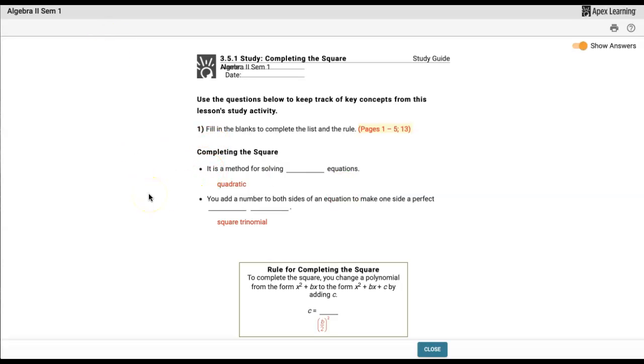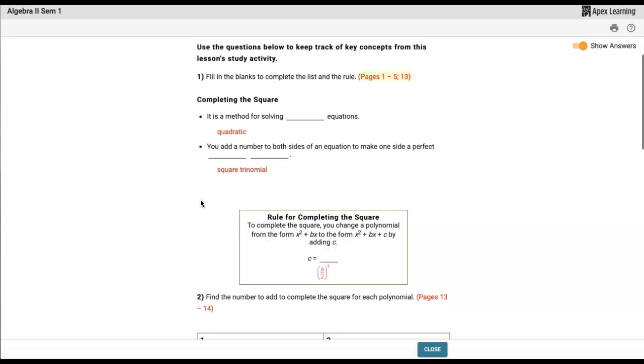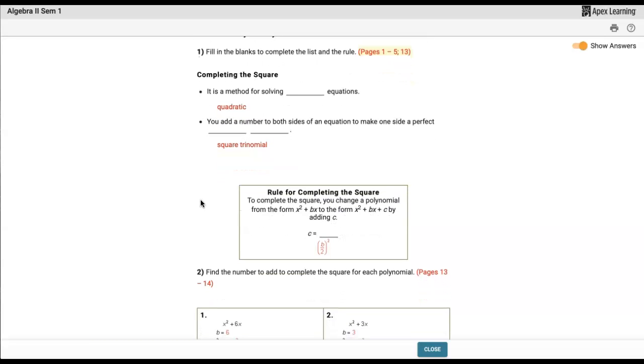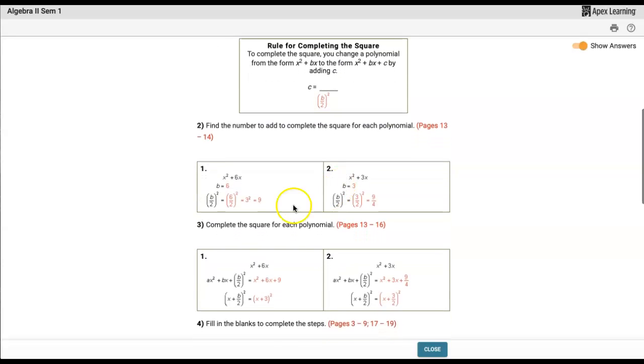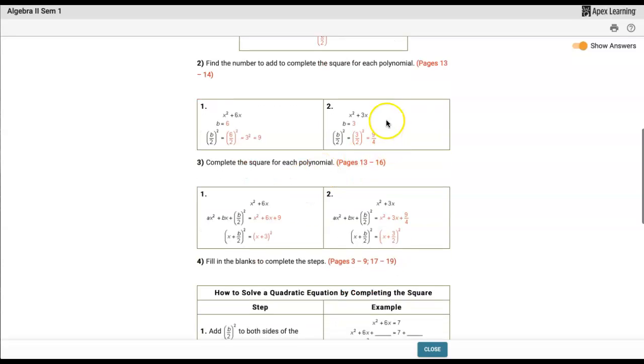All right, but first one here, completing the square, it's a method for solving quadratic equations. You add a number to both sides to make sure it is a perfect square trinomial. And this is the biggest thing that you should know or have handy: the rule is that C is B divided by 2, and then you square that answer. So for instance here, B is 6, so 6 divided by 2, and then you square that. So 3 squared is 9, so you would add 9 here to complete that square. Here B is 3, so 3 divided by 2, and then you would square that. You can plug this into your calculator to get 9 over 4.